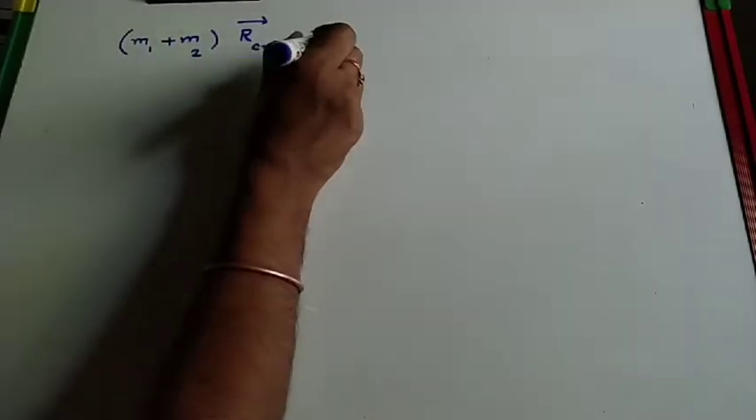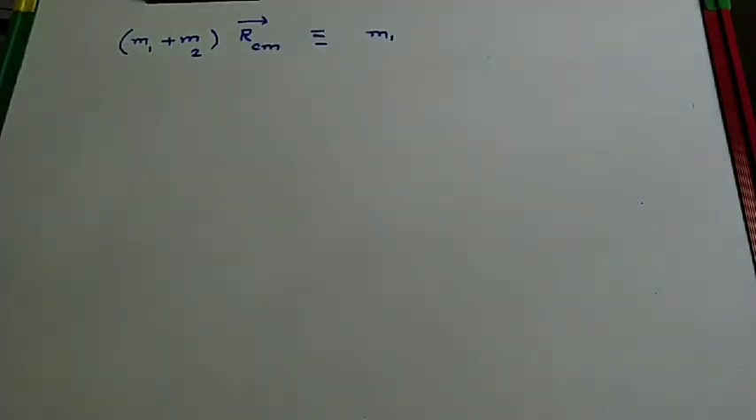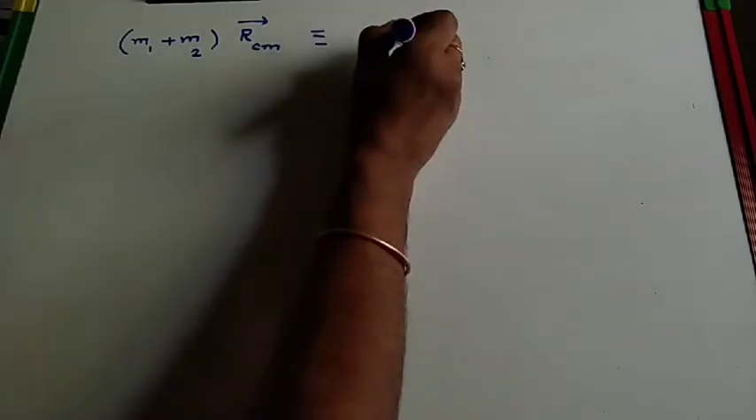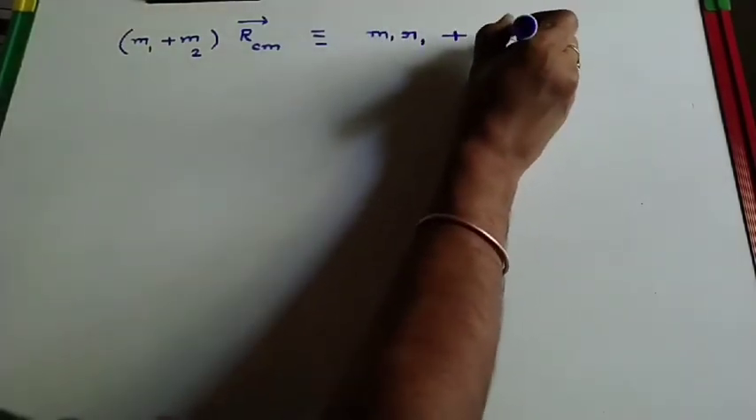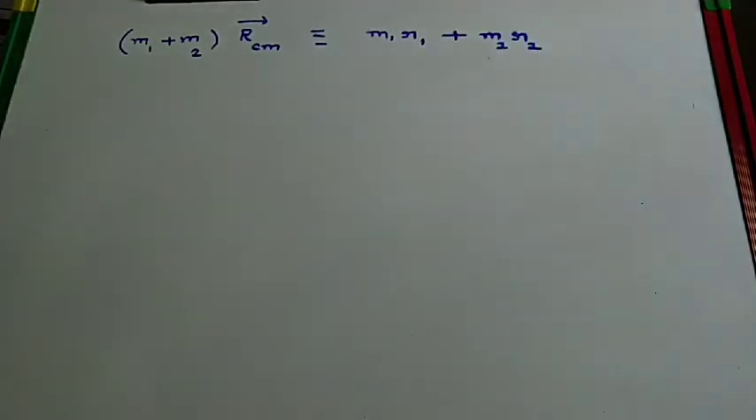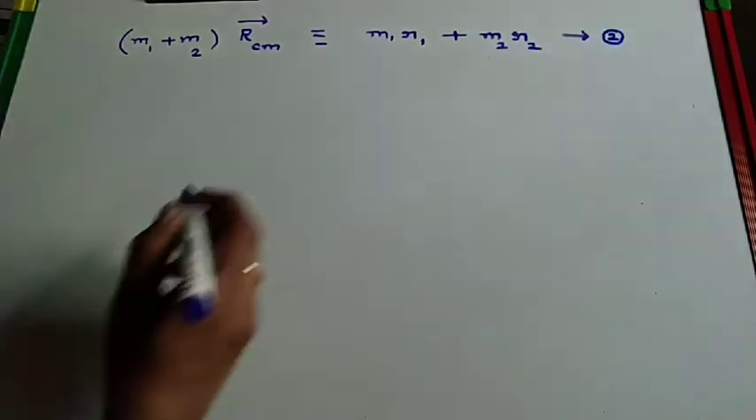Therefore, from equation number 1, we can write (m1 plus m2) into RCM is equal to m1 R1 plus m2 R2. Consider this is equation number 2.